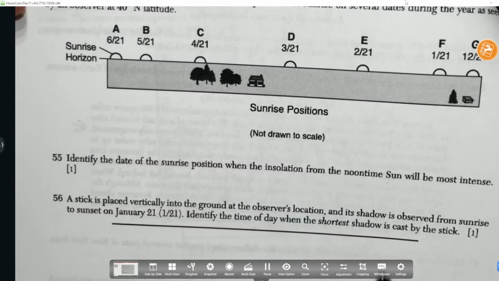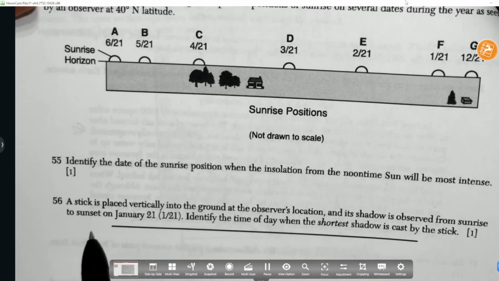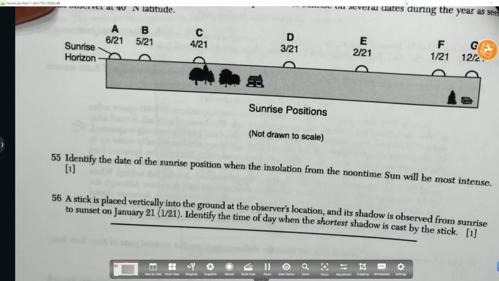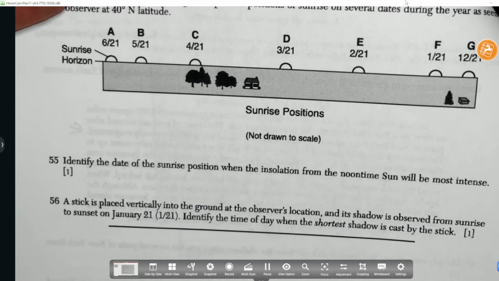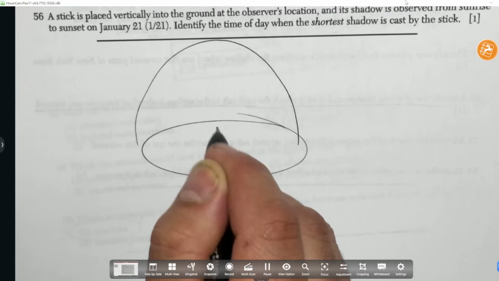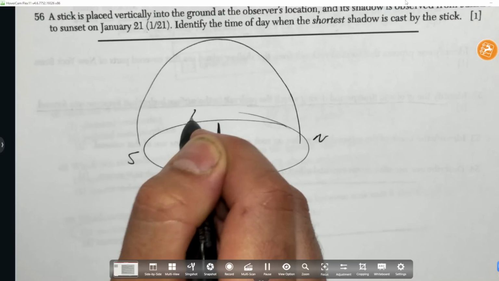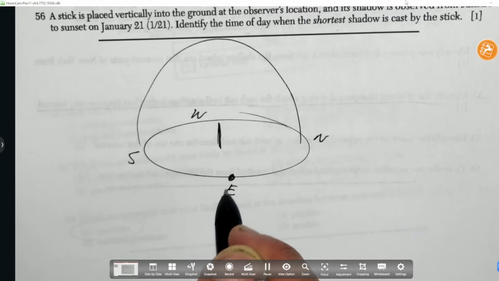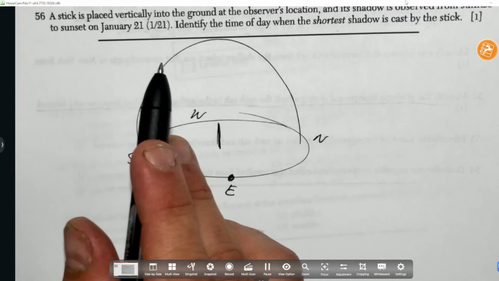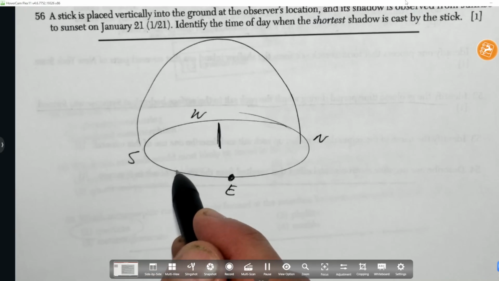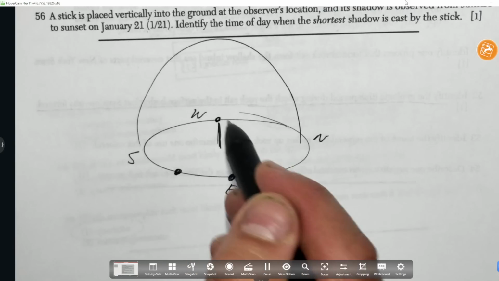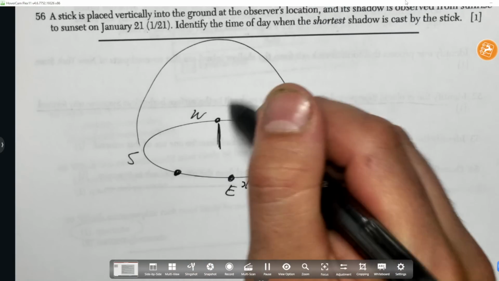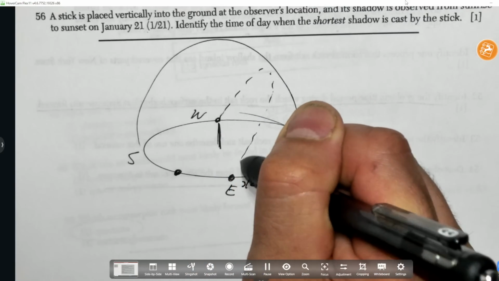56. A stick is placed vertically in the ground at the observer's location and its shadow is observed from sunrise on January 21st. Identify the time of day when the shortest shadow is cast by the stick. So here is our celestial sphere, and I'm going to put a stick right in the middle. Let's say that that's north, that's south, that's west, that's east. When the sun rises on the equinox, it would rise right on the east. But this question's saying January 21st, so it's basically the winter. So that means the sun is rising to the south of east. So this would be 3/21 and 9/21. Same thing for that. So what would be the path of the sun? It would look something like that on the equinoxes.